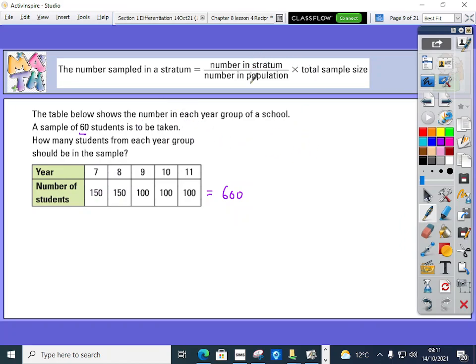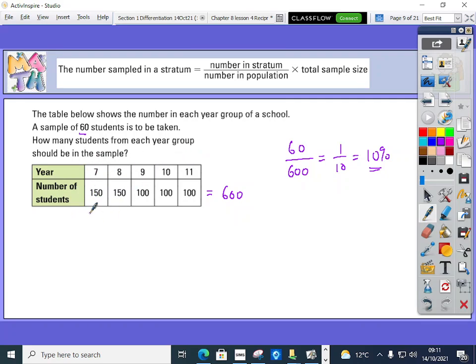So the first thing is to say 60 students, and then I do it slightly differently from here. I tend to do 60, which is the sample, divided by 600, which is the population size, and that gives me 1/10, which is another way of saying 10%. So I want 10% of each year group in my sample.